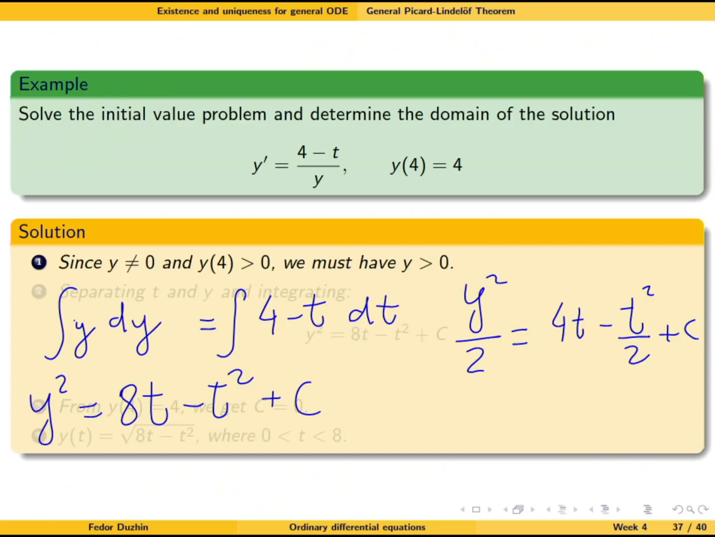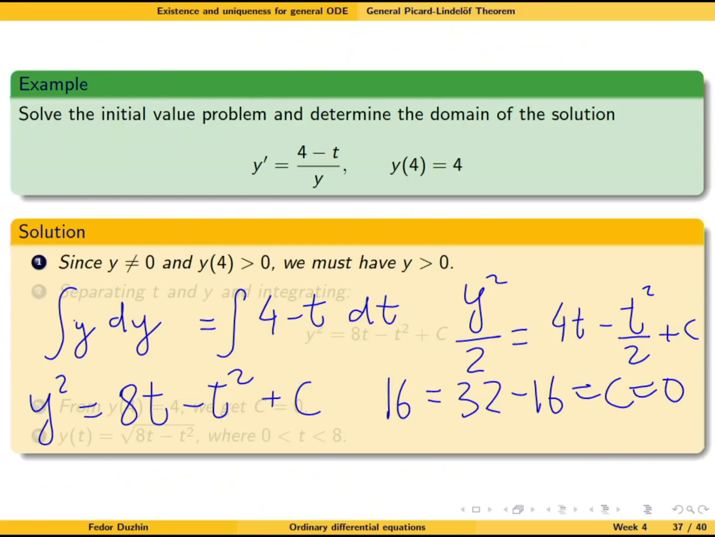Okay, so y of 4 equals 4. Let's compute the constant from this condition. So y equals 4, so we get 16 equals 8 times 4, 8 times 4 is 32, minus 4 squared is 16, equals the constant. And of course from here we see that the constant is 0.